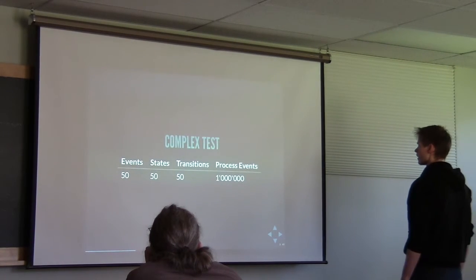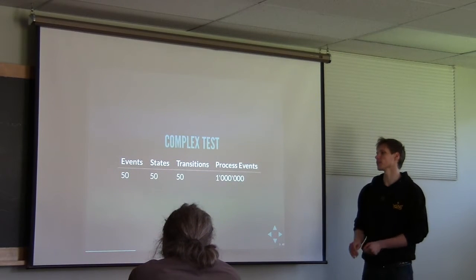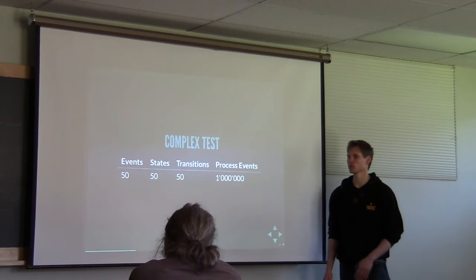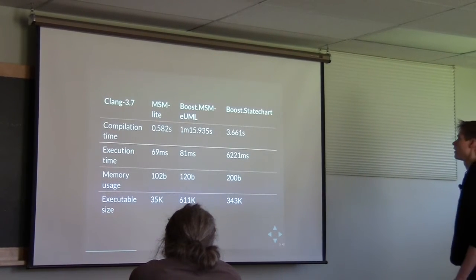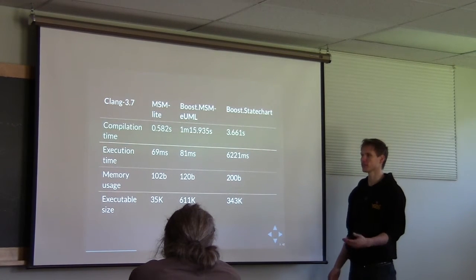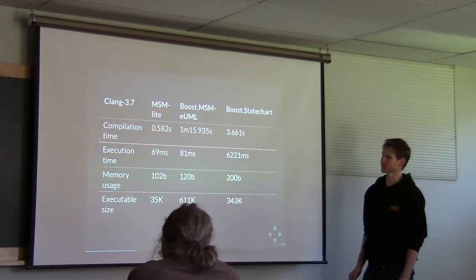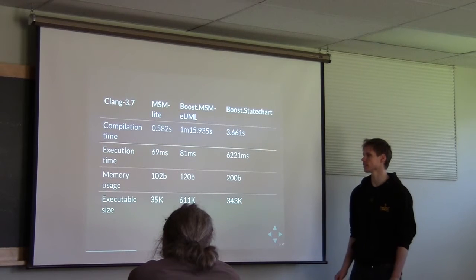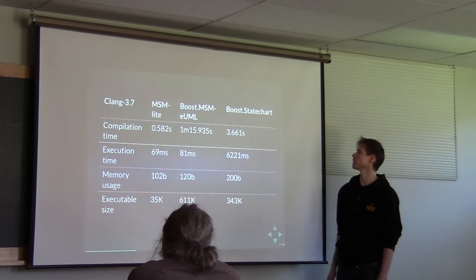And that's the complex test. That's the test where it would usually be used in real life, I guess. So when you have 50 events, 50 states, 50 transitions, and 1 million process events. What about this one? You can see it's hard to use MSM in this case, because it's more than a minute just to compile it. MSM-lite compiles in half a second in comparison to 1 minute, it's quite a lot better. When it comes to execution time, MSM-lite and MSM-eUML seem to be quite the same. Statechart is obviously much slower.